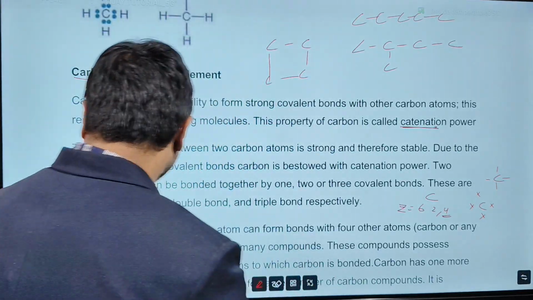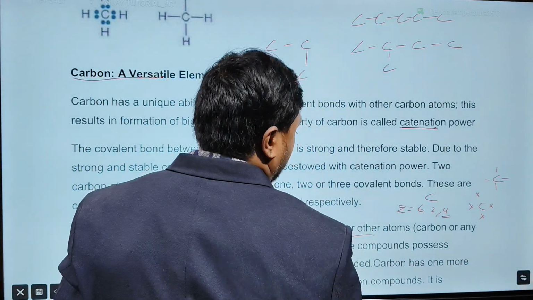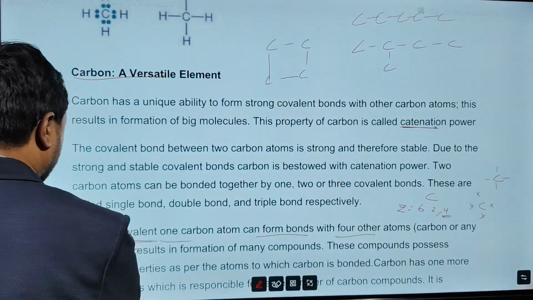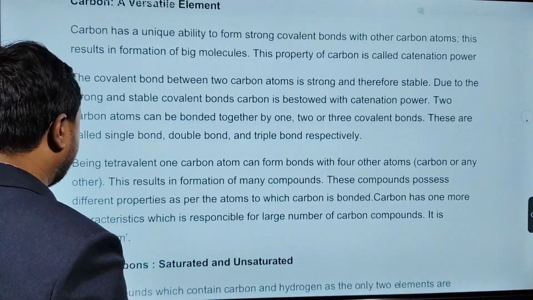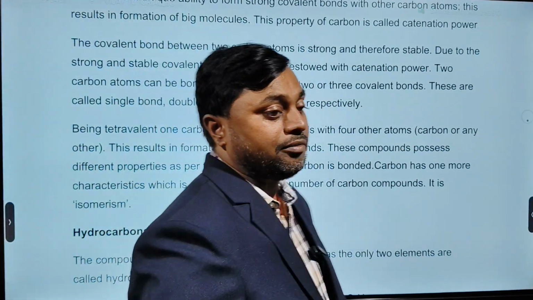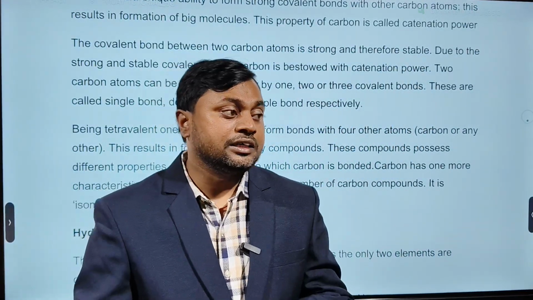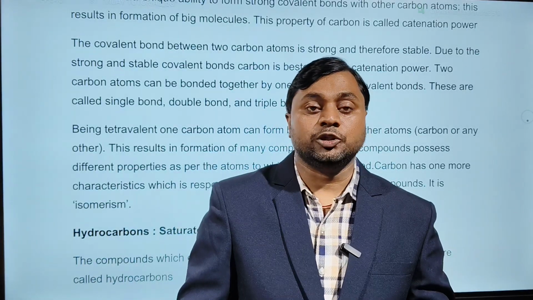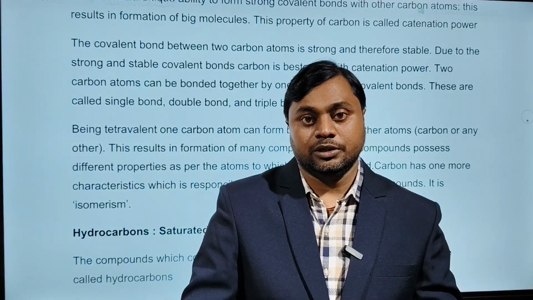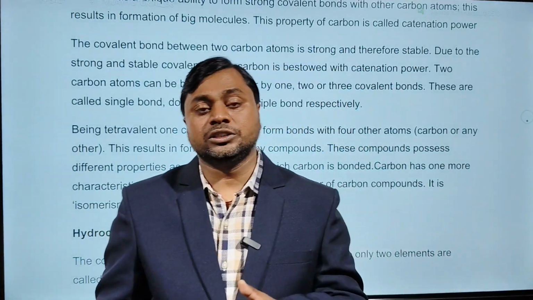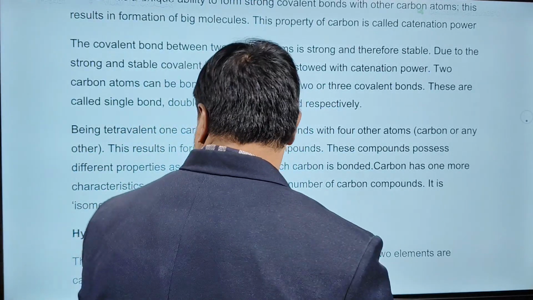Tetravalency. Being tetravalent, one carbon atom can form bonds with 4 other atoms, that is carbon or another atom. This results in the formation of many compounds. One more is the tendency to form multiple bonds. Carbon can form single bond, double bond, and triple bond. This is also one of the reasons for the formation of millions of compounds. And one more is the formation of isomerism. Isomers are nothing but compounds having the same molecular formula but different structures. We will discuss in detail.